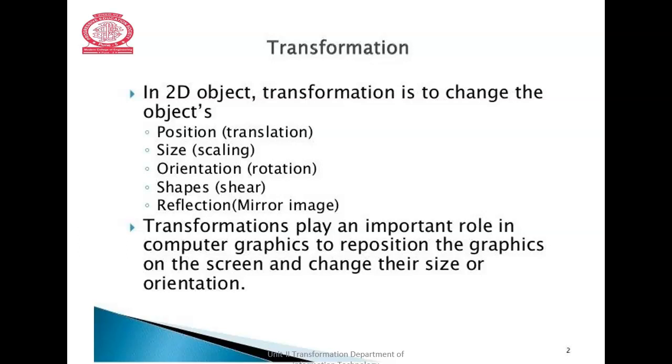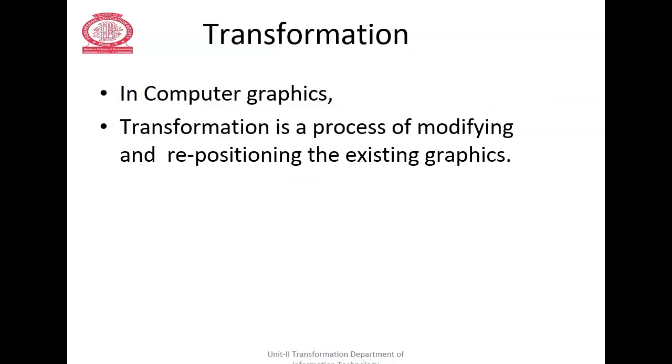If the orientation of the object is changed, then it is called rotation transformation. If the shape of the object is changed, then it is called shearing. And if reflection of the object is taken, if the mirror image of the object is taken, then it is called reflection transformation. So transformations play an important role in computer graphics to reposition the graphics on the screen and change their size and orientation. So it's a very important topic in case of computer graphics.